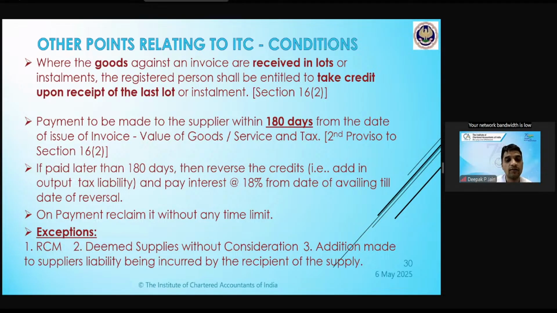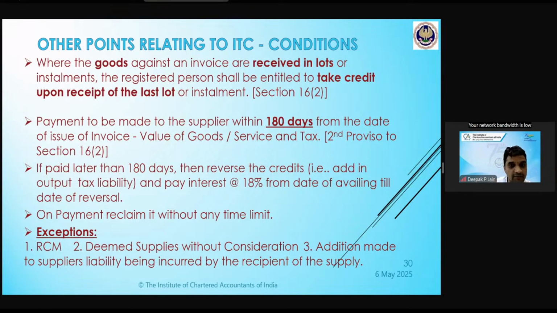Okay. And on payment, reclaim the credit. Again, that same chart: avail the credit initially. Within 180 days, see if you're paying. If you're paying, fine. If you have not paid, reverse the credit with interest. And when you pay him back, re-avail the credit. Got it?